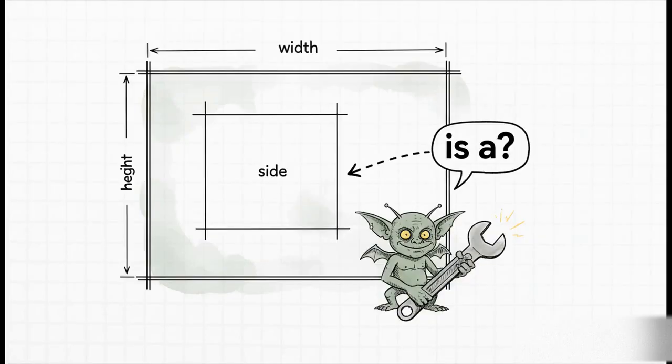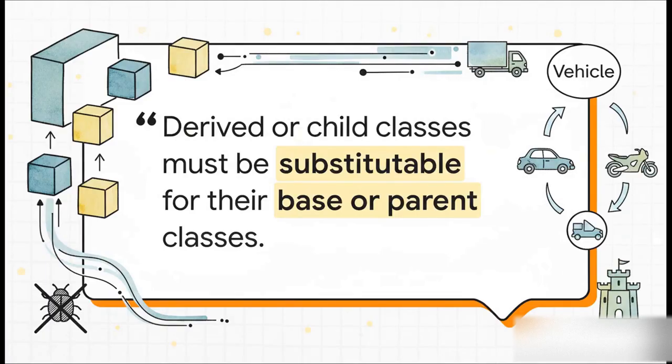We all learned in geometry that a square is a type of rectangle. So it's really tempting in our code to make a square class inherit from a rectangle class. But trust me, this can lead to some really weird bugs. Computer scientist Barbara Liskov put it this way: you have to be able to substitute a child class for its parent class without breaking anything. In short, a child class has to play by the parent's rules.